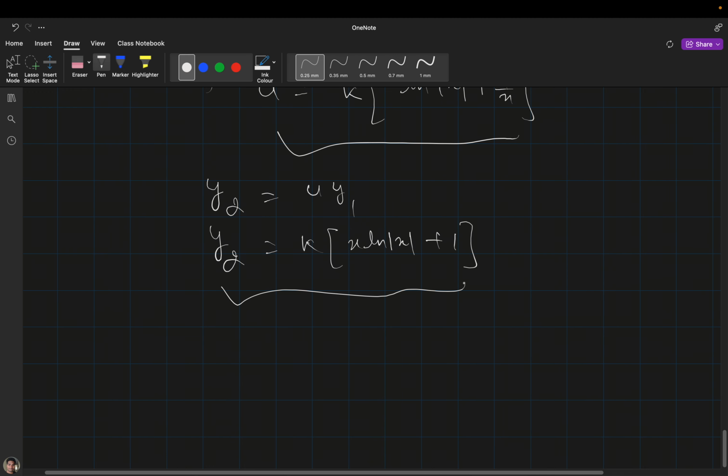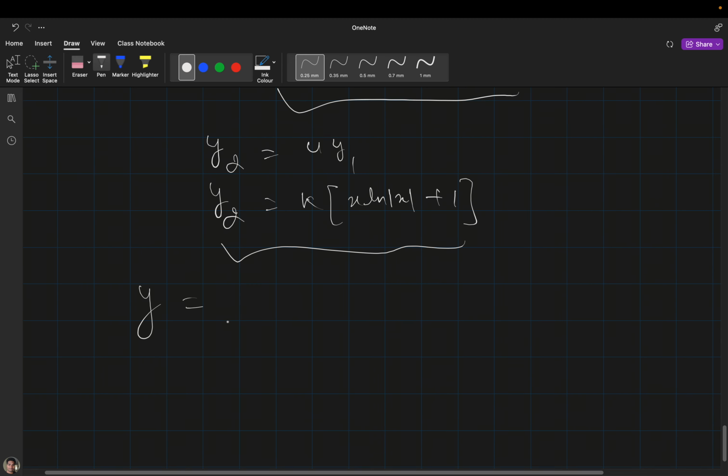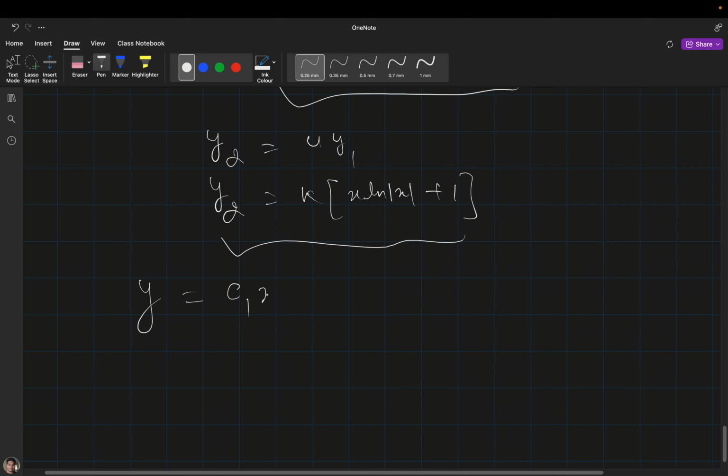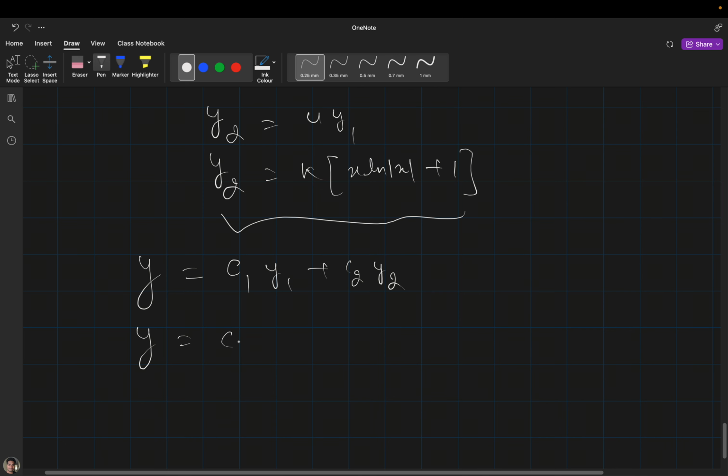This is the second solution, which means that I can write it in the form of a linear combination. So what will be the general solution? I will write c1 times y1 plus c2 times y2. So that will be c1 times x, since y1 is x. c2 times k will be a single constant, so instead of that I will write c2 times x ln x plus 1. So this is the general solution.